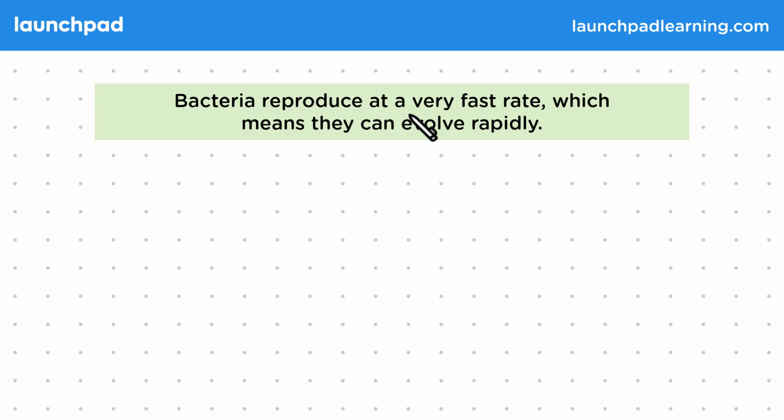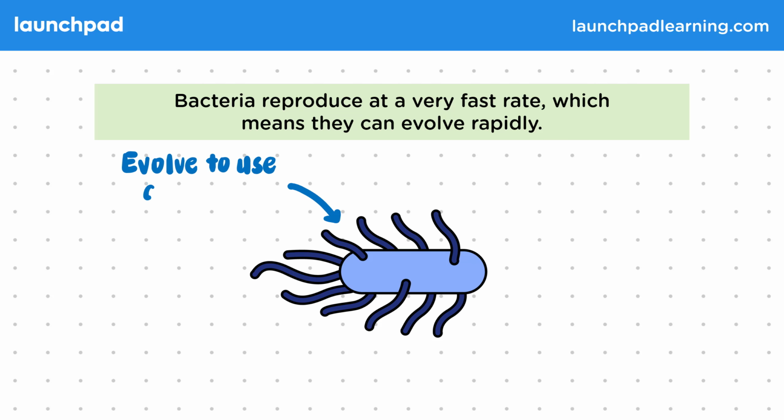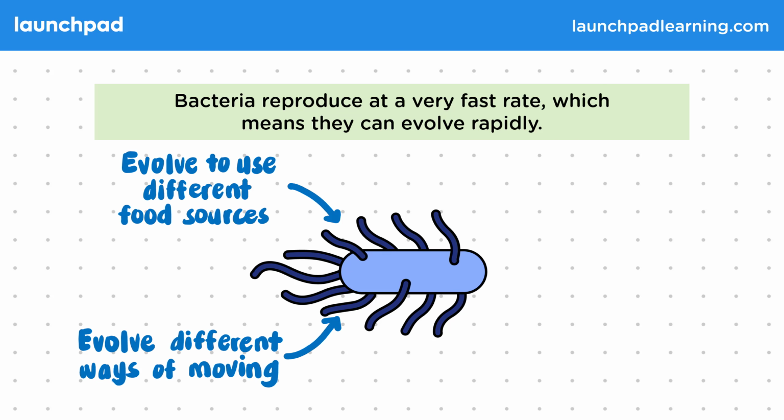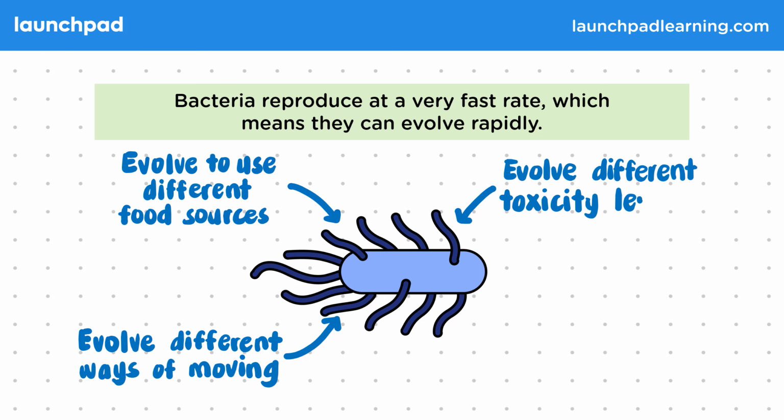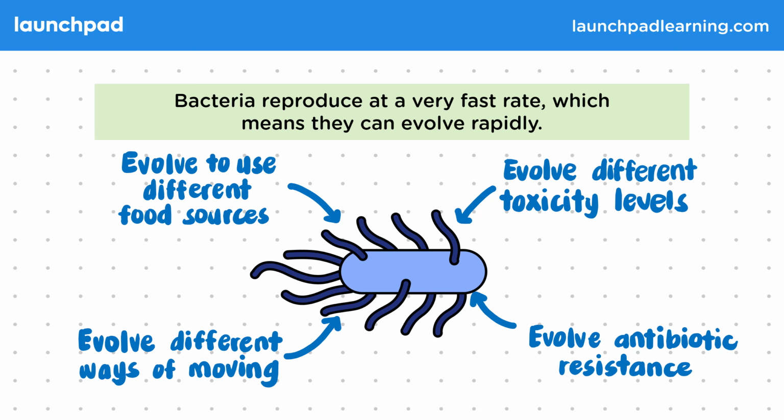Bacteria reproduce at a very fast rate, which means they can evolve rapidly. Remember that evolution happens over many generations, so it's the fact that bacteria produce new generations so rapidly that leads to their rapid evolution. Bacteria could evolve to use different food sources, they could evolve different ways of moving, they may evolve different toxicity levels, and significantly, they could evolve antibiotic resistance.